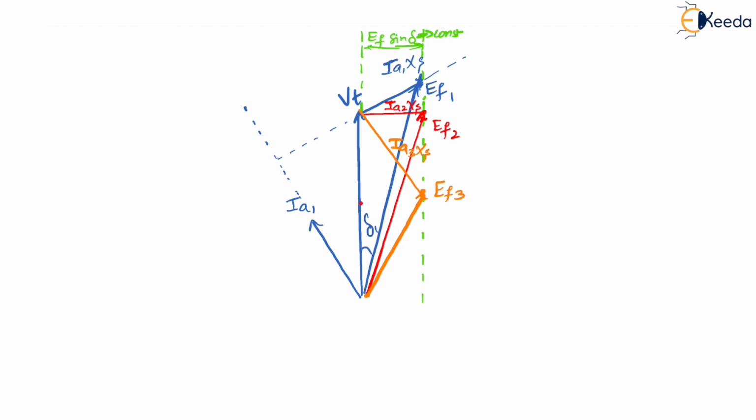Yes. Now, the angle between this red is delta 2, and the angle between this orange is further increased, so this is delta 4. Correct or not? Yes. Now let us see one more. If EF has reduced even more and reached here, this is my minimum EF, which is nothing but EF4, or I can also call it EF minimum. Now, between EF4 and VT there is only one thing, which is nothing but the IA4 axis.